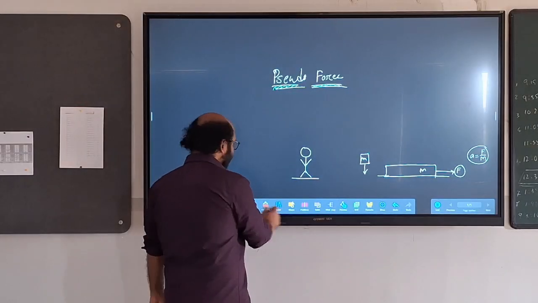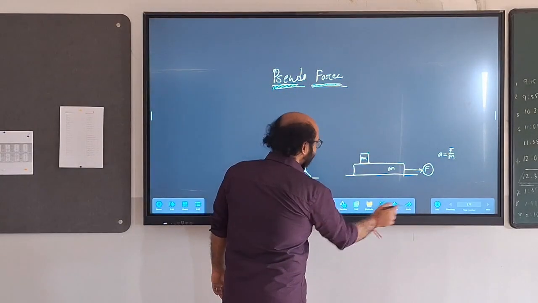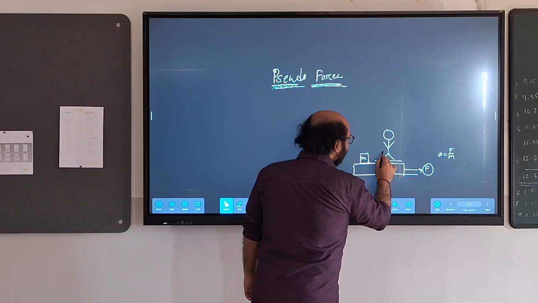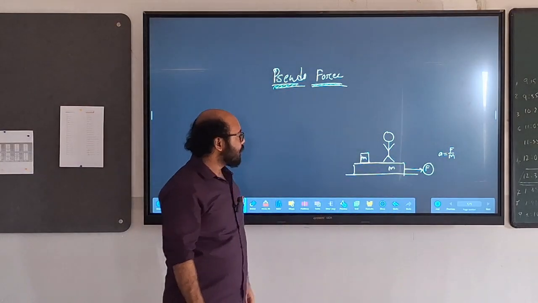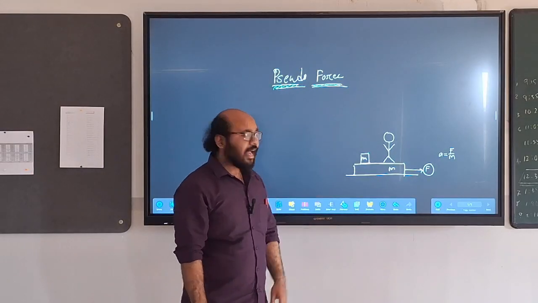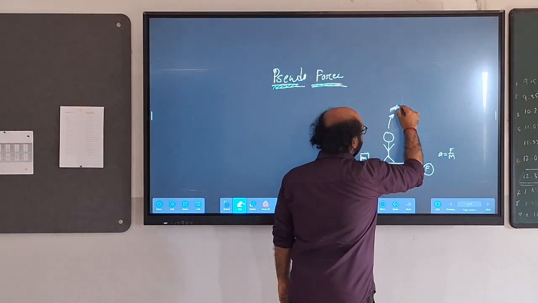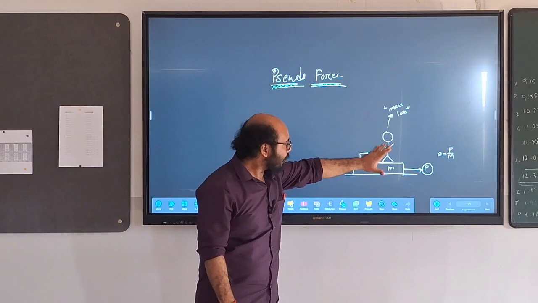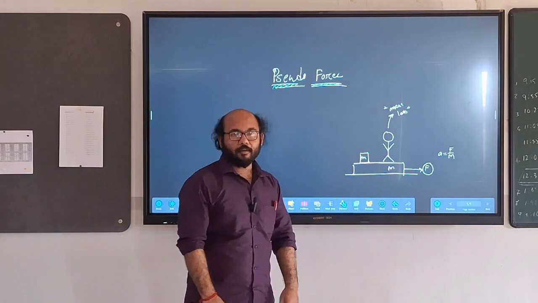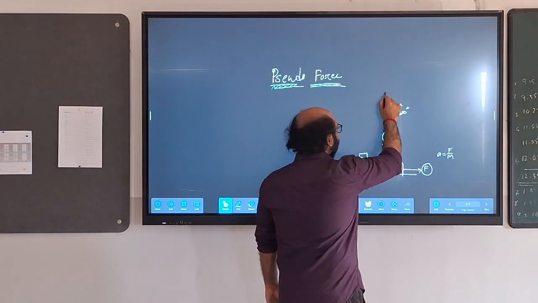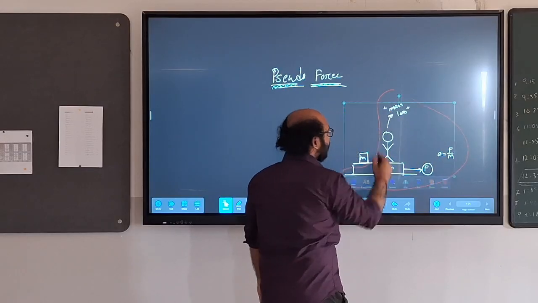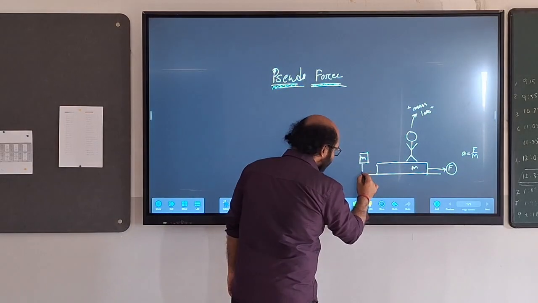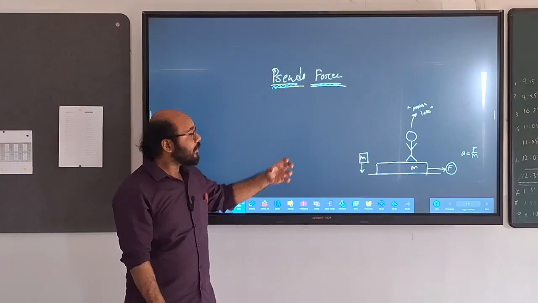Now let us assume that you are actually standing on this slab. Again the same thing, and let us assume you are massless, for simplicity. Again the same force is acting upon it. So what will happen? You with the slab will move forward just like that, and the smaller one will fall down.